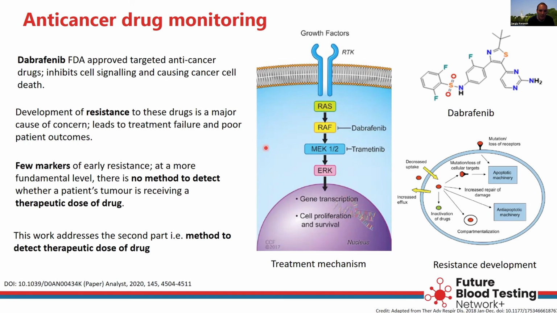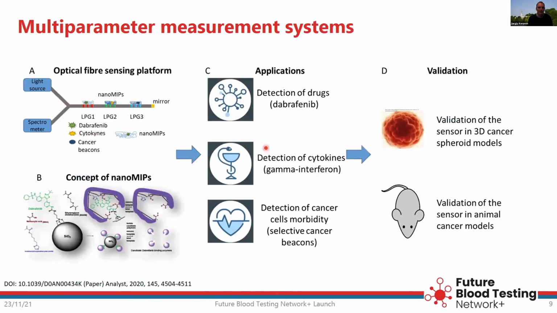But as I mentioned already, the ultimate goal is to have a multi-parameter sensor system where we have sensor elements across the optical fiber, modified with particular sensitive layers that will enable us to measure the dabrafenib drug concentration, but also biomarkers such as cytokines that will enable us to tell whether resistance has developed or not.